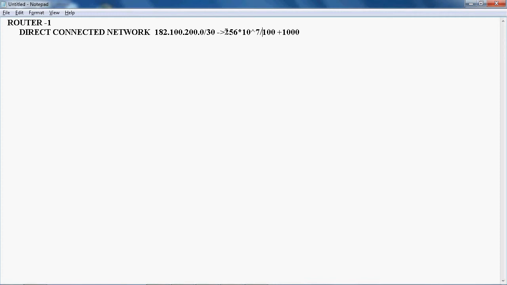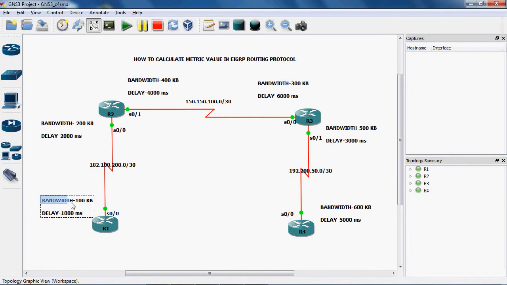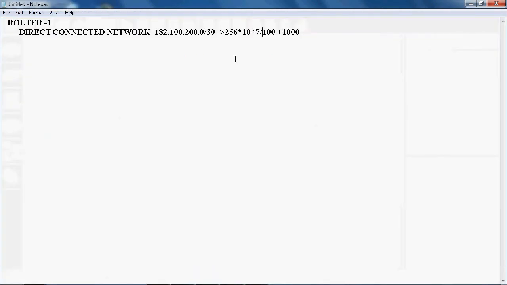256 into 10 power 7 divided by 100. So here we can see the bandwidth is in kilobytes, so that can be converted into milliseconds. For that purpose we use 10 power 7 divided by the bandwidth in kilobytes. Why are we using 10 power 7? Because the bandwidth is in kilobytes and the delay is in milliseconds, so the bandwidth has to be converted into milliseconds. Using 10 power 7 divided by that particular bandwidth, it is automatically converted into milliseconds.